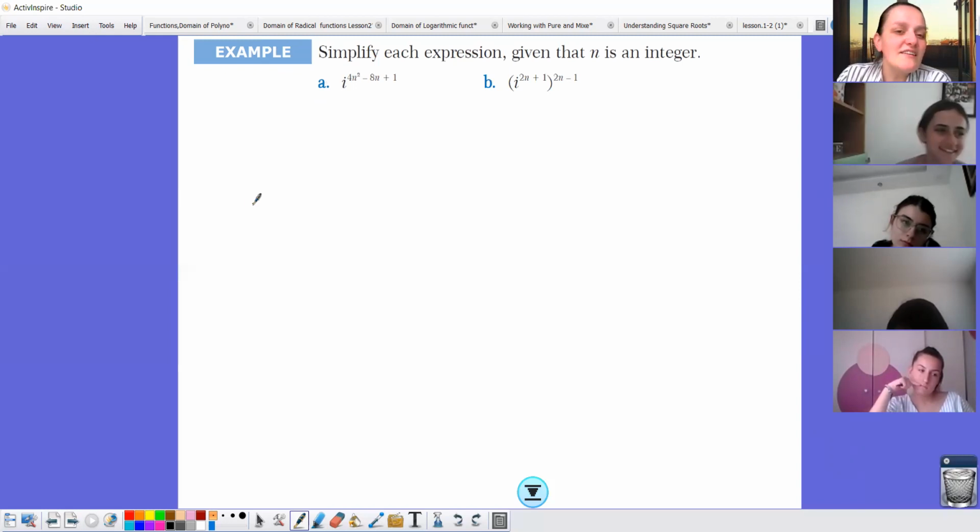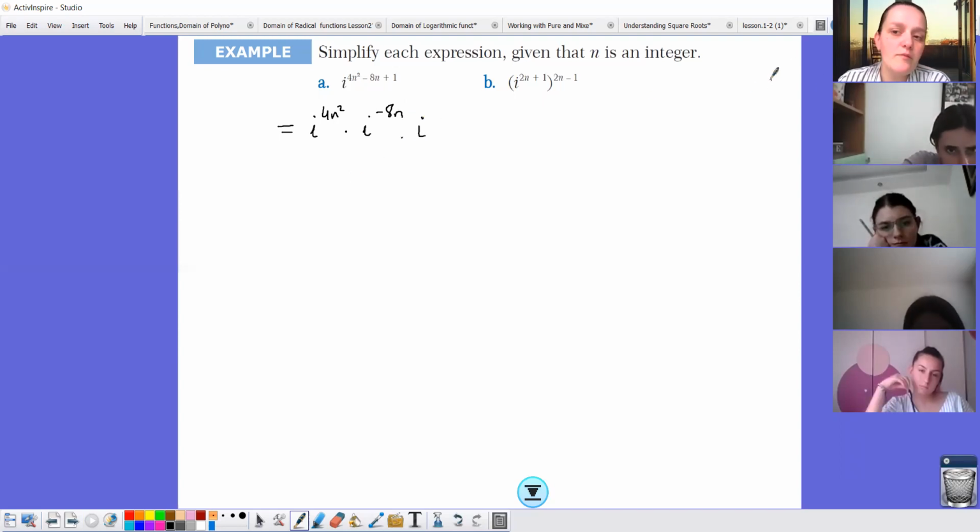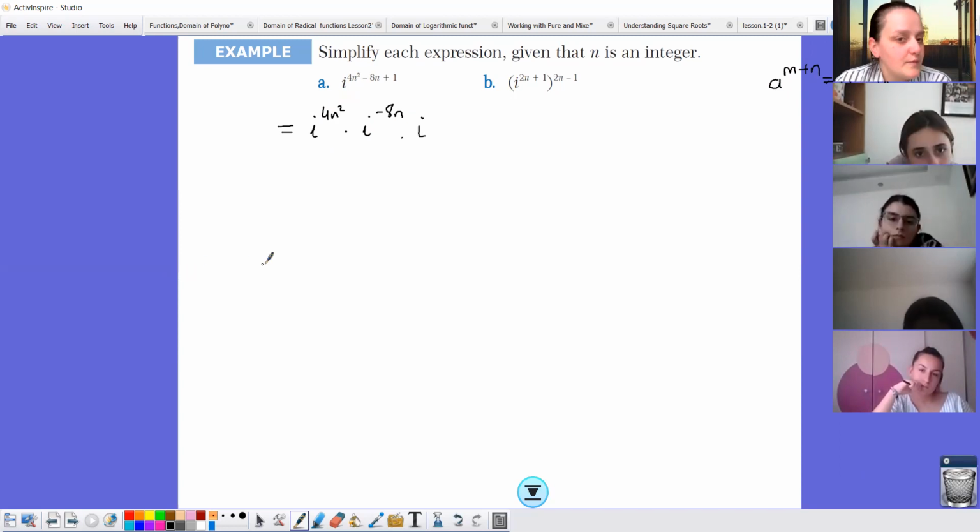So here, girls, what we'll do, we'll write the powers all separately. I have i to the power of 4n squared times i to the power of minus 8n times i. Which property am I using here? Again, I'm using the property a to the power of m plus n is equal to a to the power of m times a to the power of n. Do you remember this? So I'm taking this one and this one, and I'm writing them with multiplication.